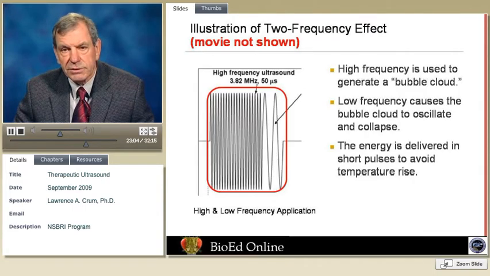Now, Professor Matsumoto said, let's conceive of the fact that if we take the high frequency, we will generate a bubble cloud, and then the low frequency will cause that bubble cloud to oscillate and collapse, and we should get a much stronger effect. And now I turn on both, and you see this very remarkably different effect.